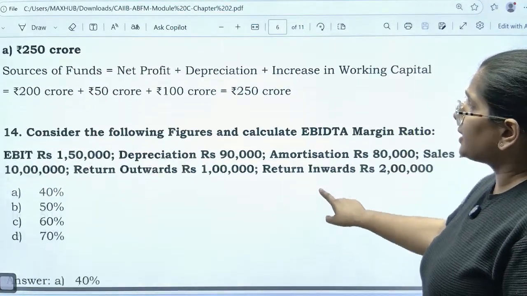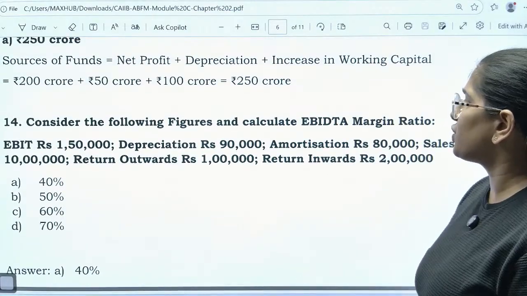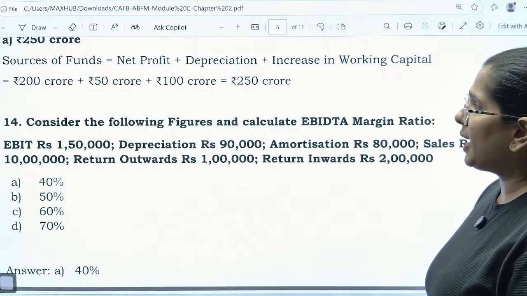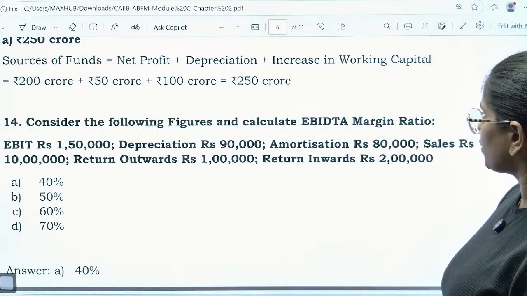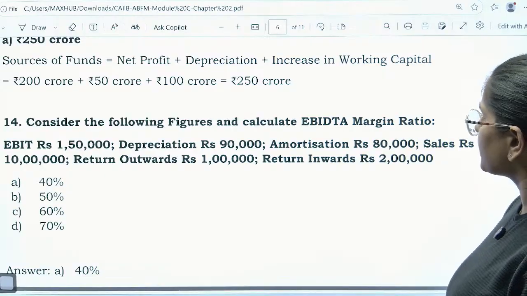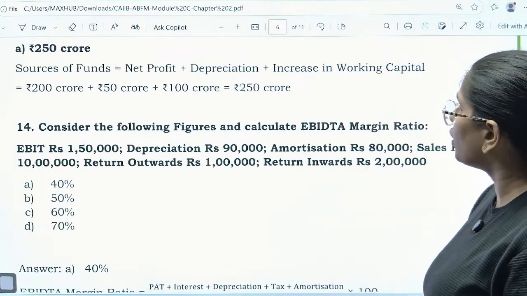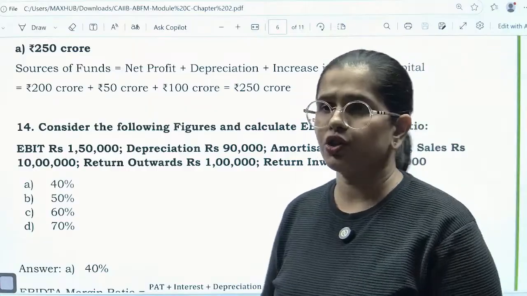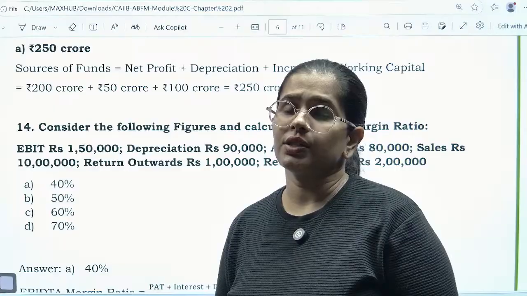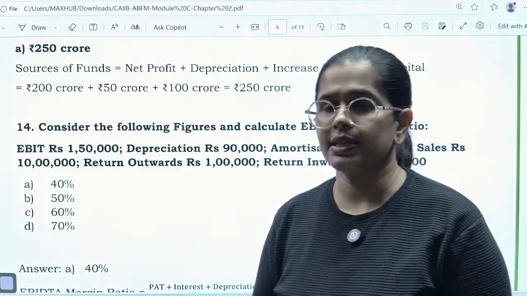Now next is, consider the following figures and calculate the earning before interest, depreciation, tax, amortization margin ratio. So over here, EBIT is 150, depreciation is given, amortization is given, sales is given, return outwards is given, return inwards is given. Now in this particular question, while we want to calculate the EBITDA margin, whenever we talk about the sales, we have to talk about net sale. Net sale means sales less return.